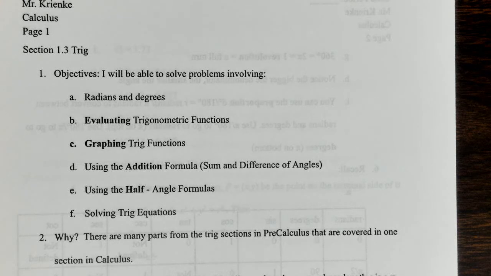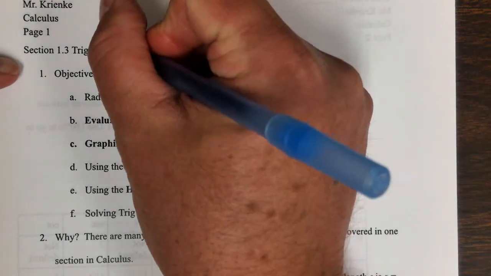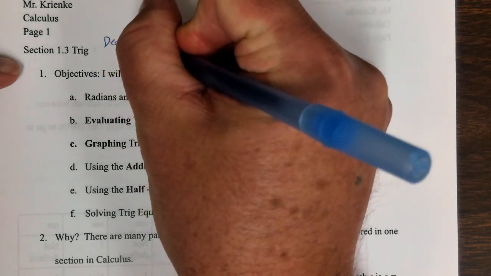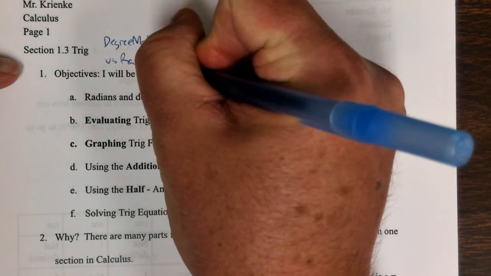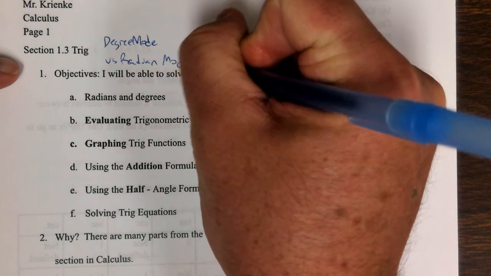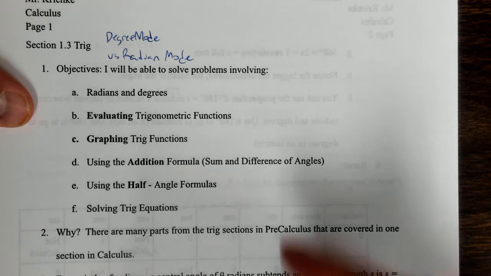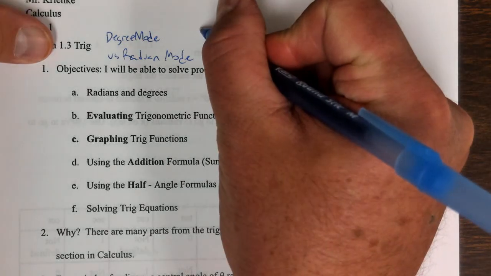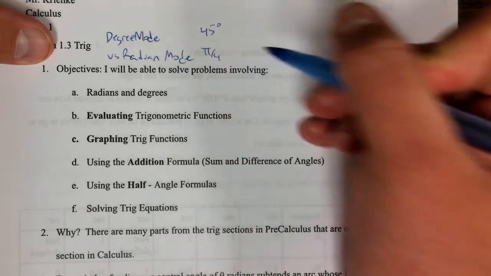Hey everybody, this is your calculus lesson on trig, and one of the most important things you need to remember is degree mode versus radian mode. Some of your most common ones are listed down here below, but think about 45 degrees, and then this one would be like pi fourths.